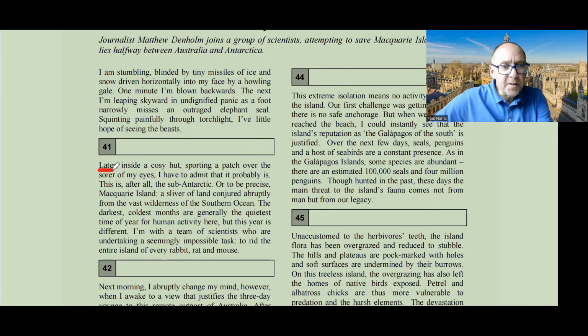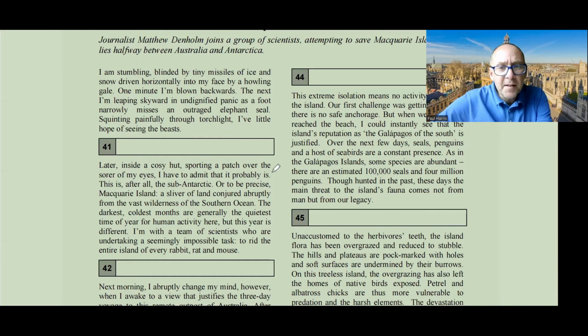Right, "later" is important, because obviously this is what happens before, and this is perhaps 2 or 3 hours after this particular excerpt here. So again, this may well have bearing on what goes in 41. We can see that he is inside, obviously not outside, which is what we're talking about here, and he's in the hut. It's like a small house, and he's got a patch over his eyes, so perhaps because of the missiles of ice and snow, the strong winds, he's got a problem with his eyes.